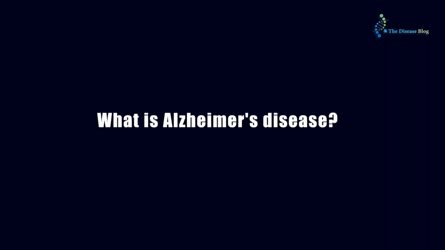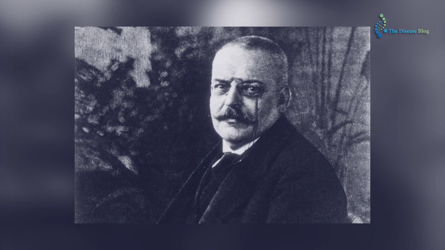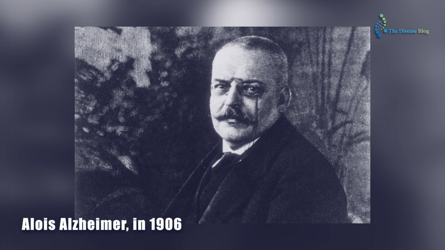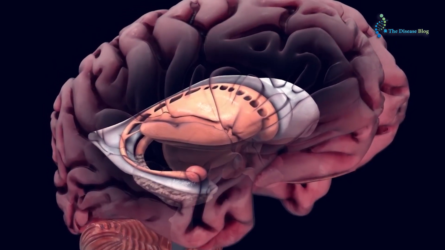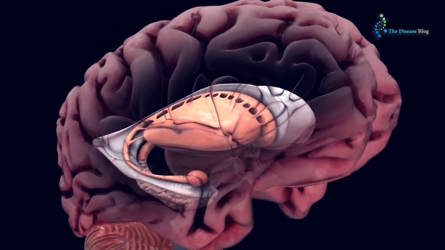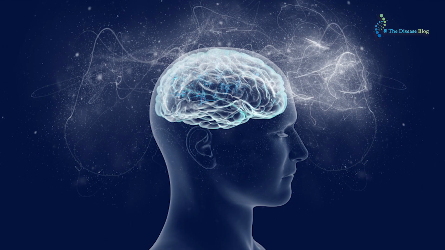What is Alzheimer's disease? Alzheimer's disease, abbreviated as AD, was named after a German neuropathologist, Alois Alzheimer, in 1906. AD is a brain disorder, particularly of the cerebral cortex in our brain. The cerebral cortex is the part of the brain that controls memory, problem-solving skills, emotions, learning, and consciousness.